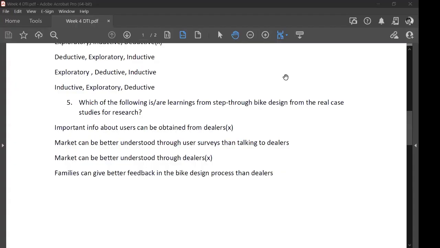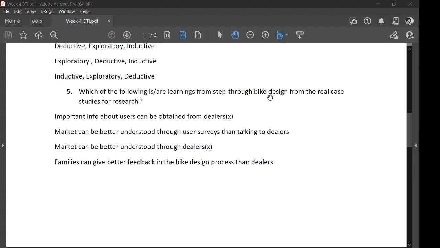Okay, let's carry on. There's some issue. I think my Adobe Acrobat was hanging, so I needed to reload the thing.